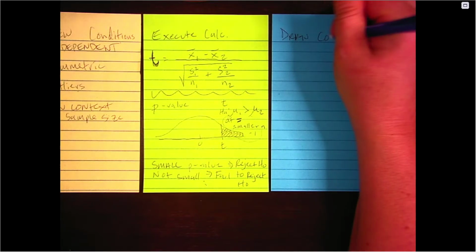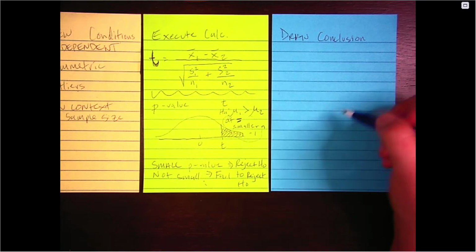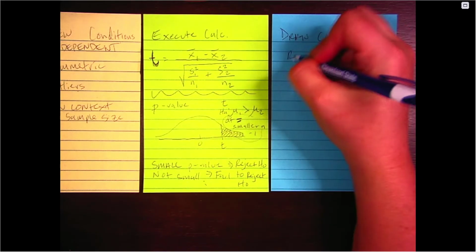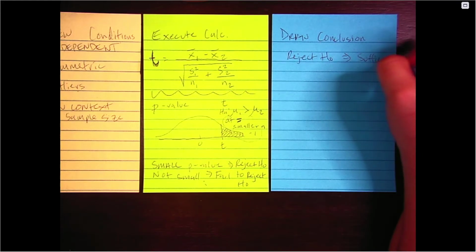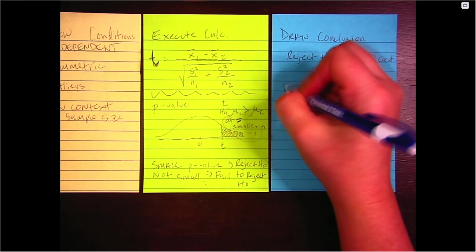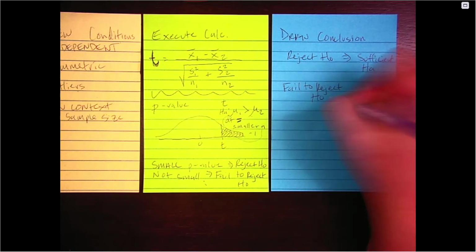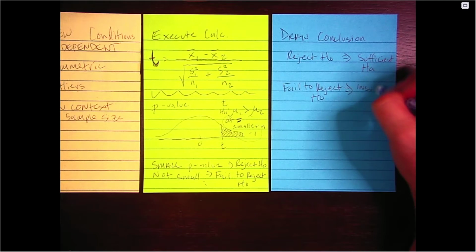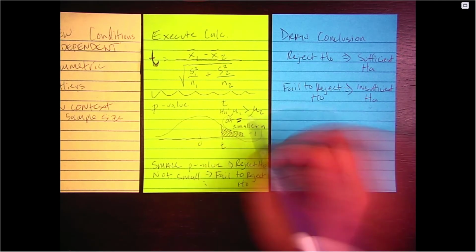So you're always going to be talking about the amount of evidence you have for your alternative. So if you reject, remember that that goes with sufficient evidence for the alternative. And if you fail to reject, that goes with insufficient evidence for the alternative. Now, the nice thing about these is you'll have two parameter definitions.